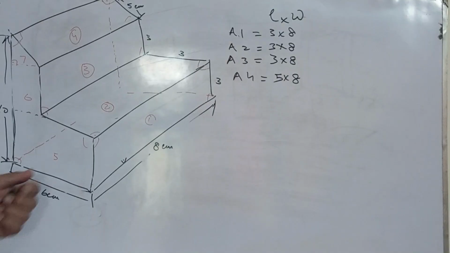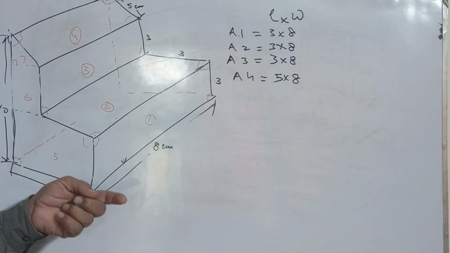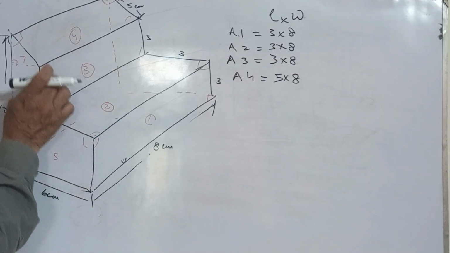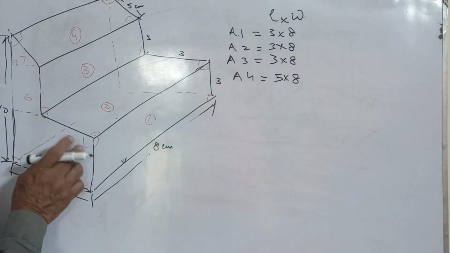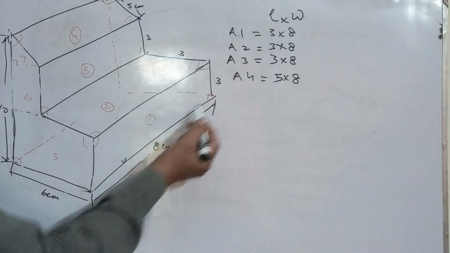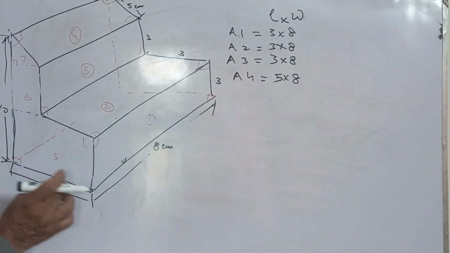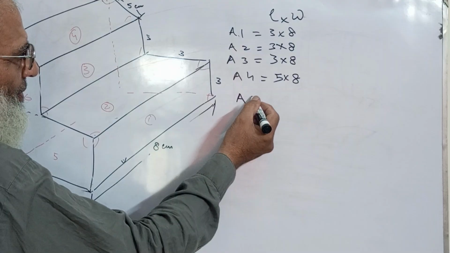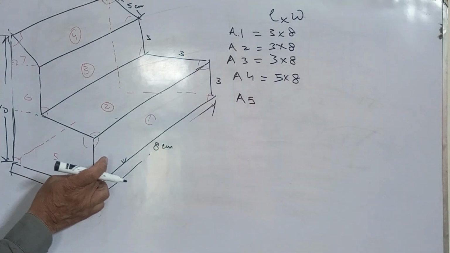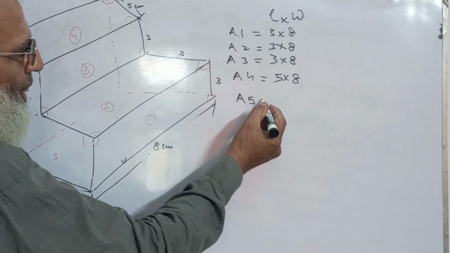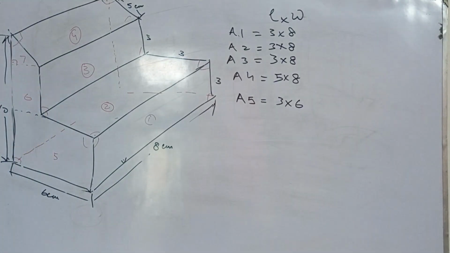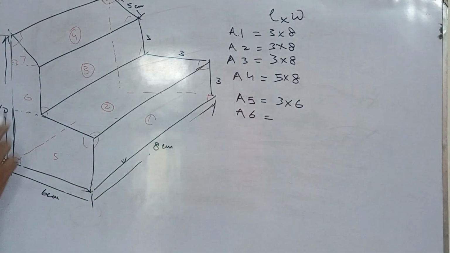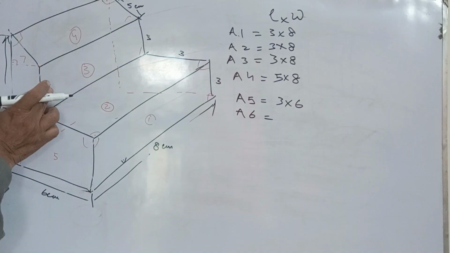Now all these 4 steps are done with riser and with landings. 1, 2, 3, 4. Now what? Now you see that this is 3. So we can split this 5. A5, the area of 5, is 3 multiplied by 6. Area 6 is just 3 again, because this is 3, here it is also 3.